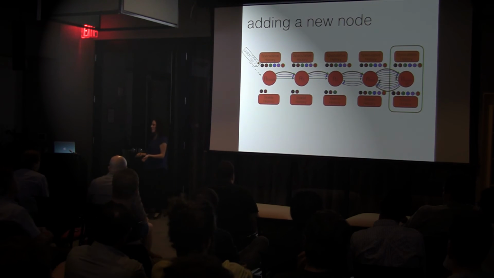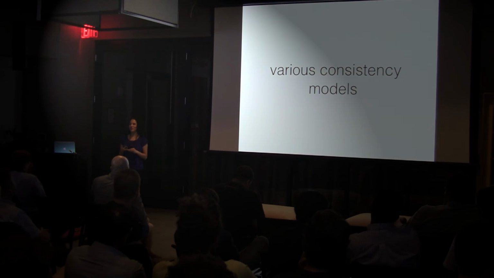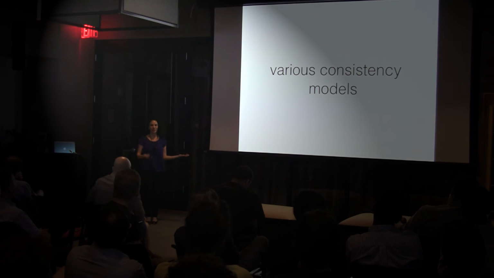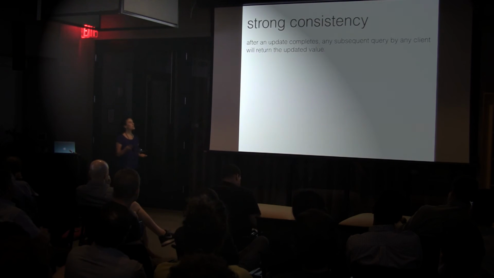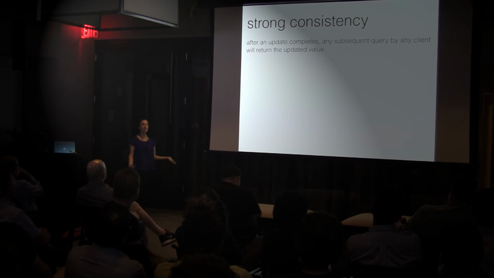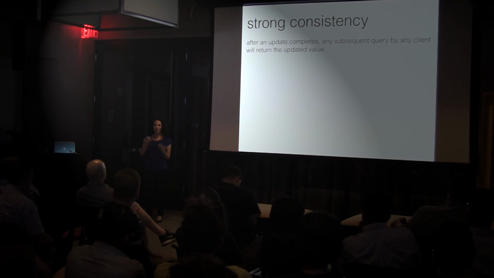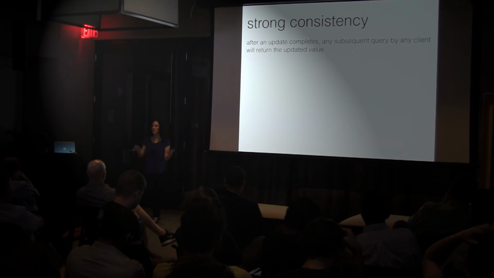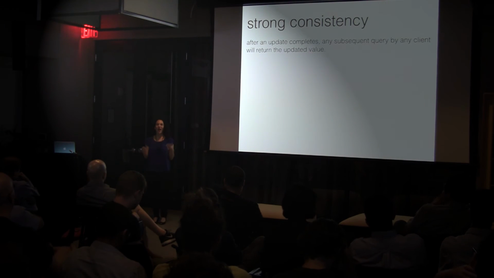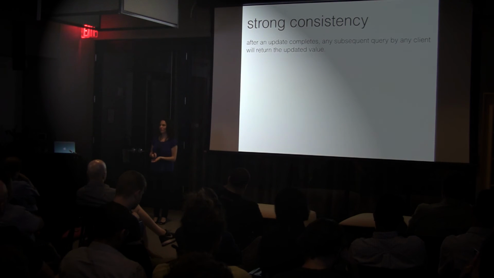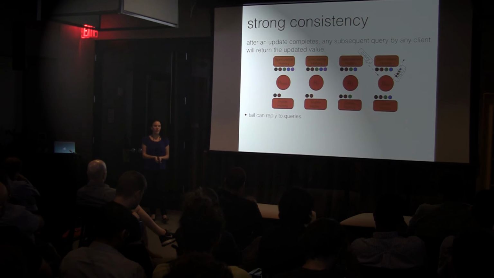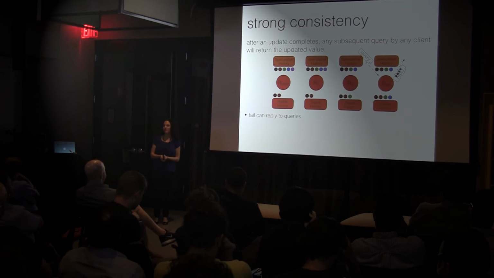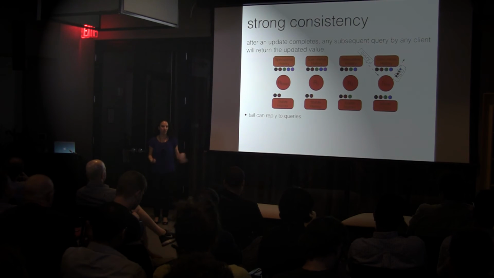Yes. Okay, so let's talk about different consistency models, because this was one of the more interesting things in other papers. Let's start with strong consistency, which is what I've been talking about, but I will cover it in more detail. The main idea behind strong consistency is, if an update completes, any query or read that happens after it has to return that update. Or the better way of saying it is, the history sent back to the client as a result of a query has to include that update. And this gives us a total order. As we said, this is easy when we can just read from the tail. The tail can reply to queries, and the tail makes sure that everything is totally ordered.